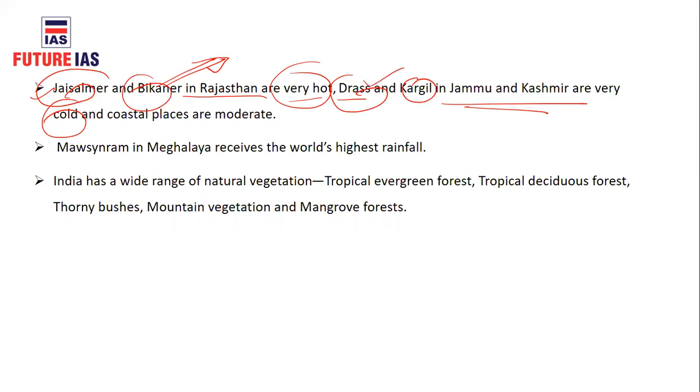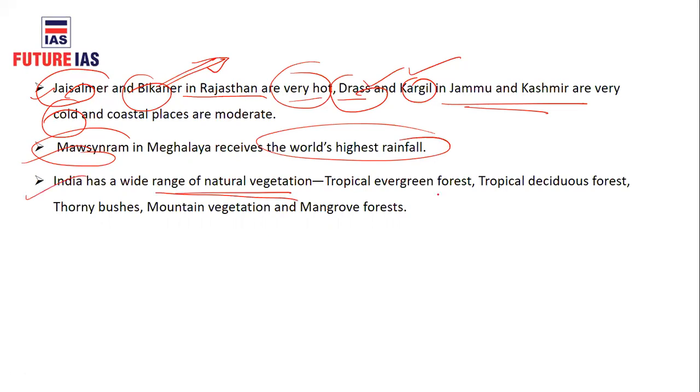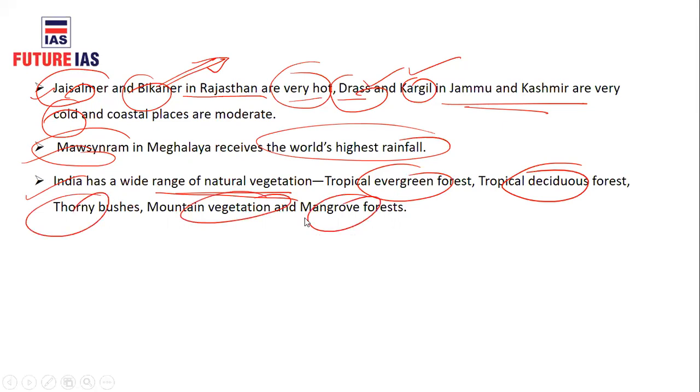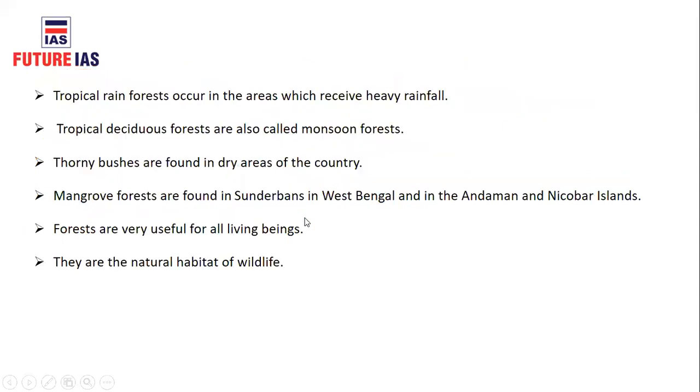The Dras and the Kargil in the Jammu and Kashmir is very cold. The temperature reaches to the below freezing point, right? So these are very extreme ranges of the temperature found over there. The Mawsynram in the Meghalaya, the world highest rainfall occurs and India has wide ranges of vegetation. The tropical evergreen forest, tropical deciduous forest, thorny bushes, mountain vegetation, and mangrove forest. Just now we have explained everything.